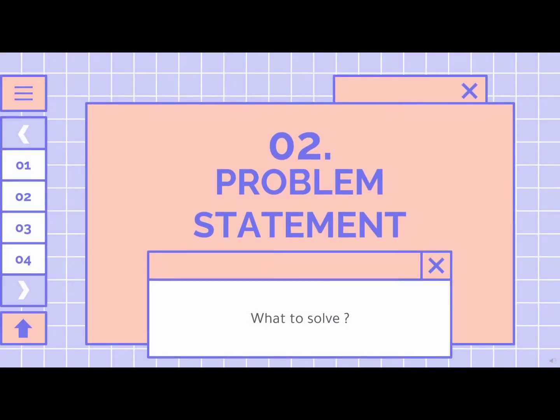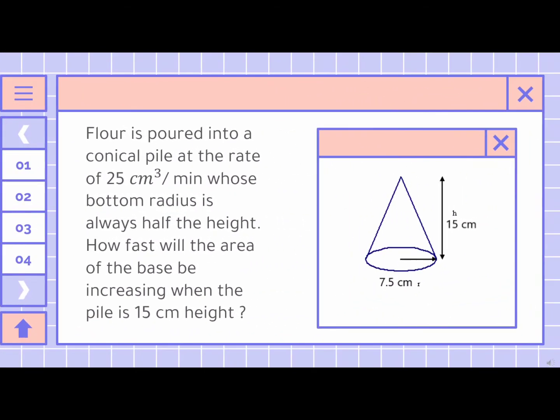Next, I will show you an example so that we can understand it better. Let's see what to solve. Flour is poured into a conical pile at the rate of 25 cm³ per min, whose bottom radius is always half the height. How fast will the area of the base be increasing while the pile is 50 cm height?